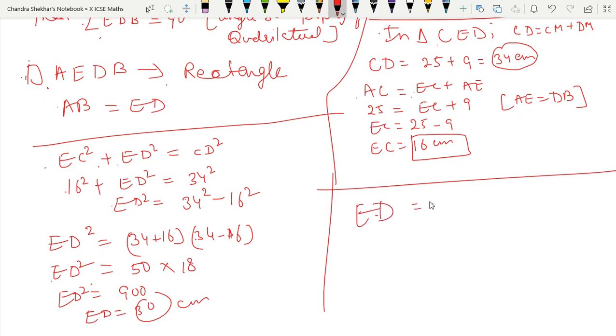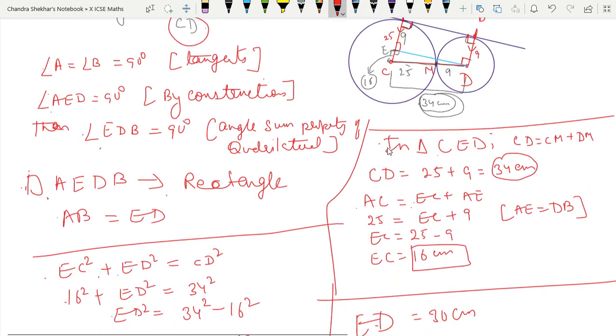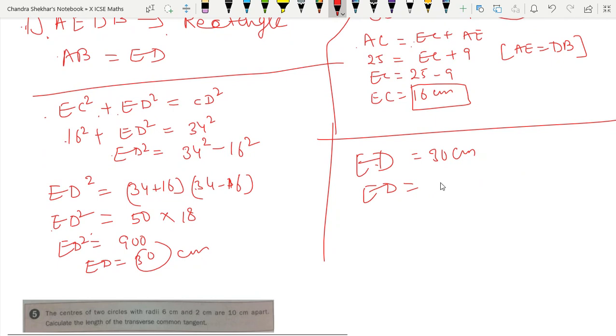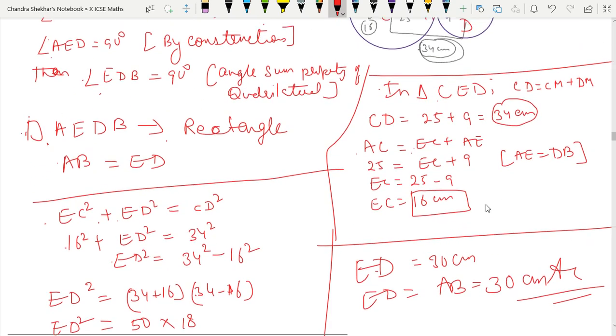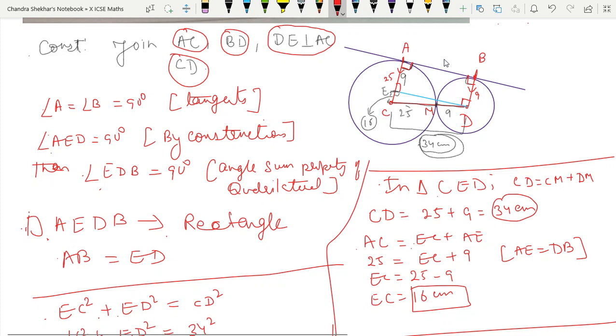So ED is 30 centimeter, and ED is equal to AB. So AB is equal to 30 centimeter, and this is the answer here. So the length of this particular tangent is 30 centimeter. And this is your answer.